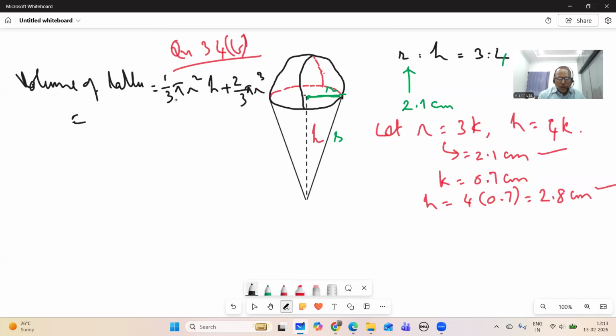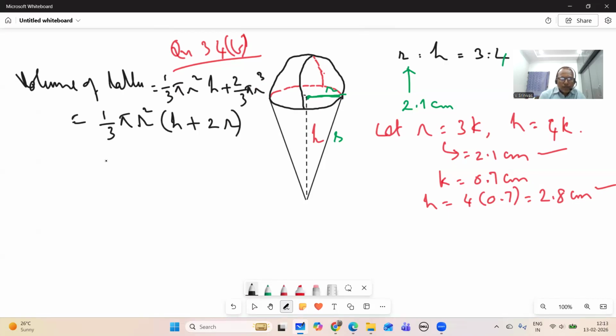Out of these two, you take pi r square common and 1/3 also. This is 1/3 pi r square into, 1/3 pi r square is out, h remains here, plus 1/3 pi r square is out, 2 r remains. Okay, 1/3 pi r square is out. So 1/3 pi r square, h remains, plus 1/3 pi r square is out, 2 remains, and out of r cube, r square is out, r remains.